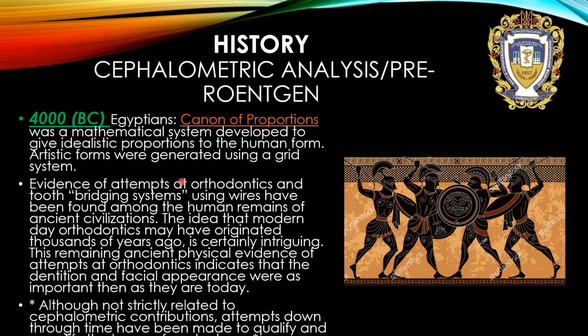Evidence of attempts at orthodontics and tooth moving systems using wires have been found among the human remains of ancient civilizations. The idea that modern-day orthodontics may have originated thousands of years ago is intriguing. This remaining ancient physical evidence of attempts at orthodontics indicates that the dentition and facial appearance were as important then as they are today. Although not strictly related to cephalometric contributions, attempts down through time have been made to qualify and quantify the human form by type.